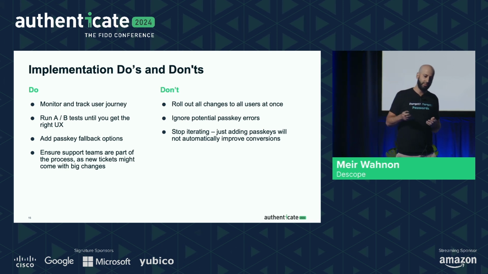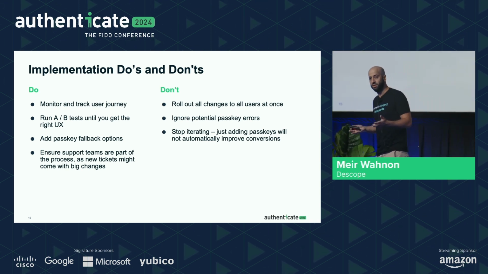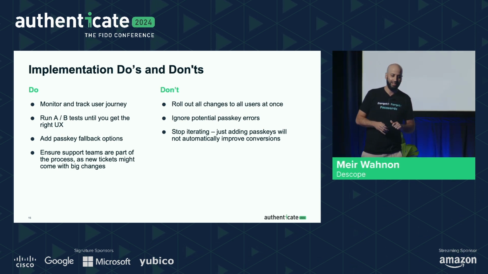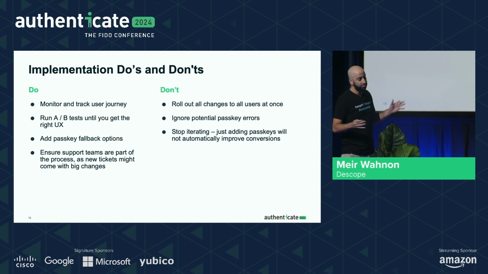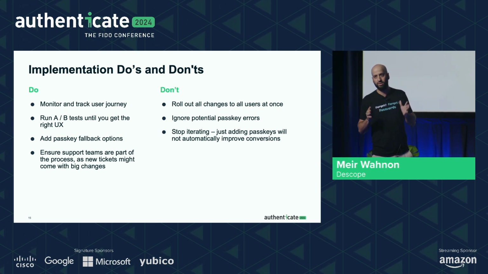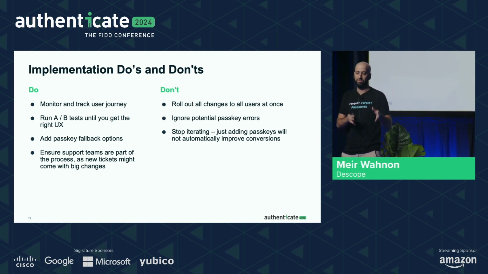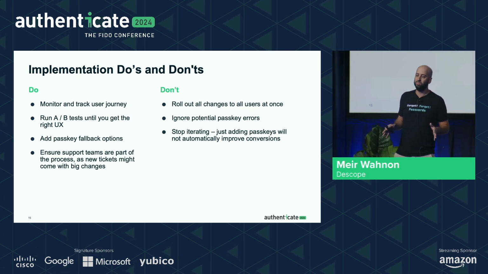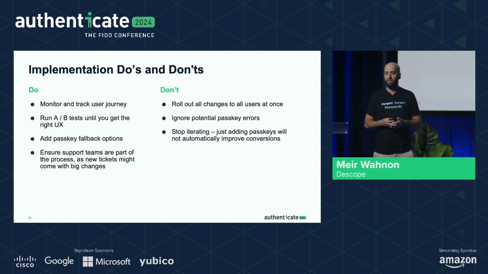To summarize a bit, some implementation do's and don'ts. It's very important to monitor the user journey. So I'll start with the positive. You'll see that the do's and don'ts are a bit like mirrors. Monitoring and tracking that user journey is critical. That's what gives you the ability to iterate over and over until you get the right user experience for your end users, making sure the conversion is optimal, and making sure you're not losing customers during the user journey for various reasons.